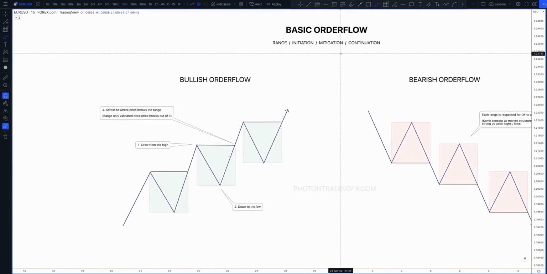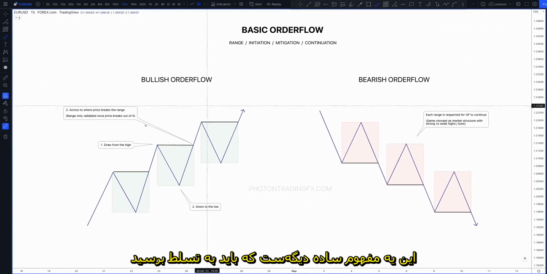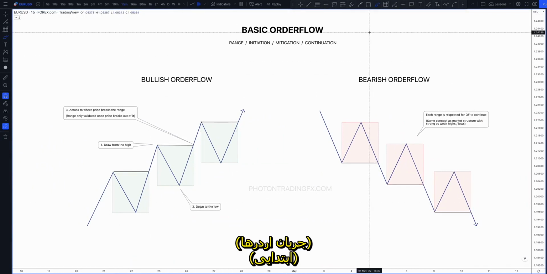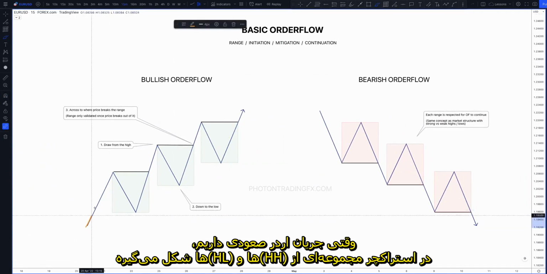Hopefully. Again, another simple concept, but you need to nail this: basic order flow. When we have bullish order flow, it's the exact same thing with structure. We make a series of higher highs, higher lows, higher highs, higher lows, higher highs.